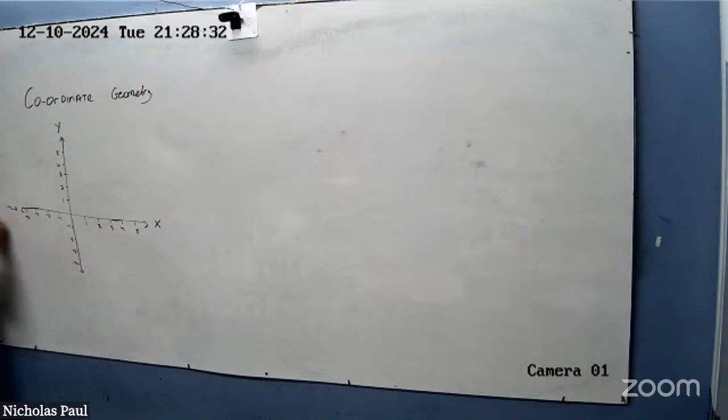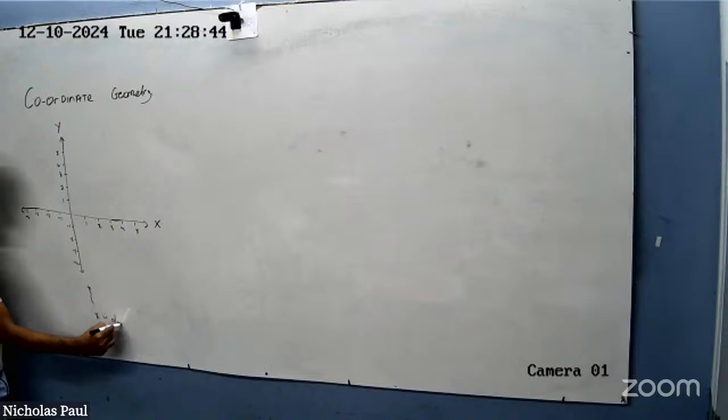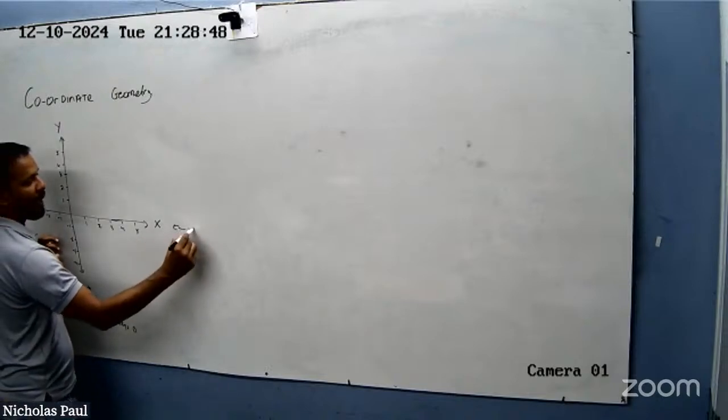y is always 0, right? And on this line, x is always 0. Okay? So on this line, I want you to remember that x is always 0. And on this line, y is always 0.